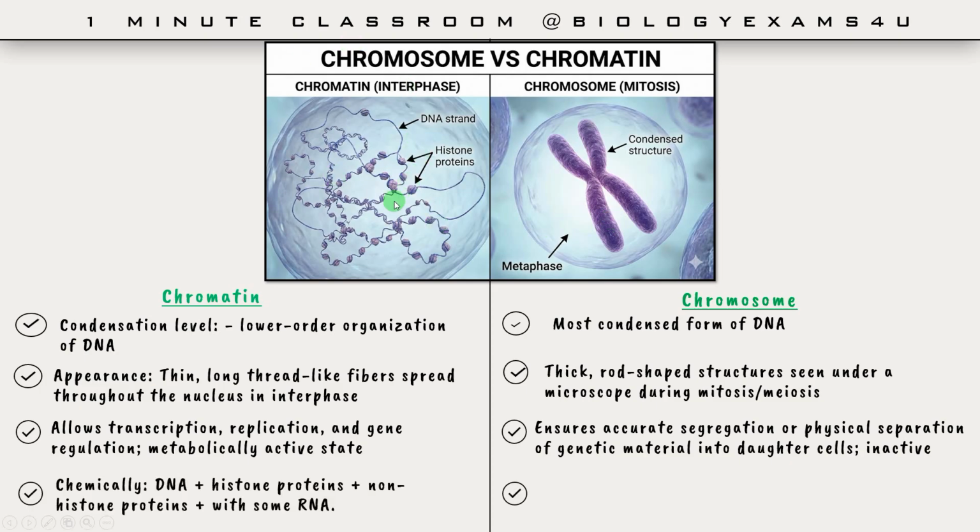And finally, chemically, chromatin is made up of DNA with histone proteins. Then there are non-histone proteins with some amount of RNA that is needed for transcription or gene regulation. Chromosomes are also chemically same, DNA with histone proteins and non-histone proteins, but with very little RNA, as chromosomes are generally metabolically inactive, not accessible to enzymes or RNA that is needed for gene regulation.